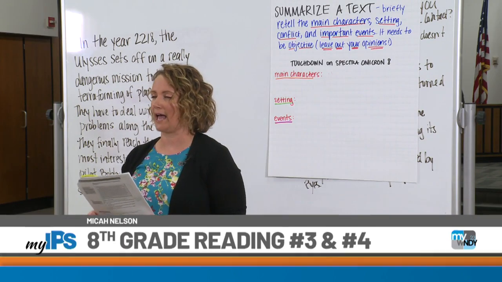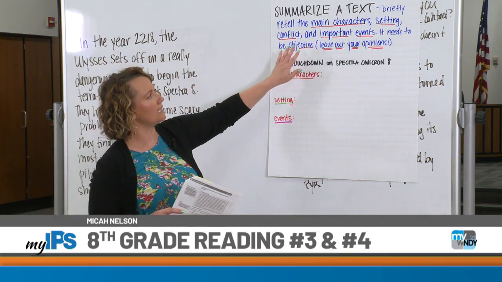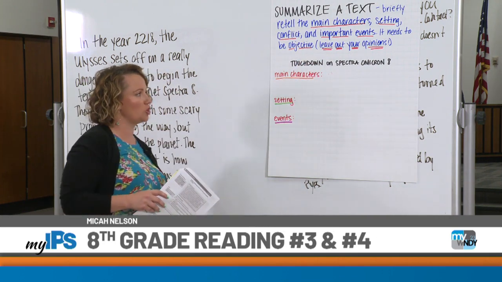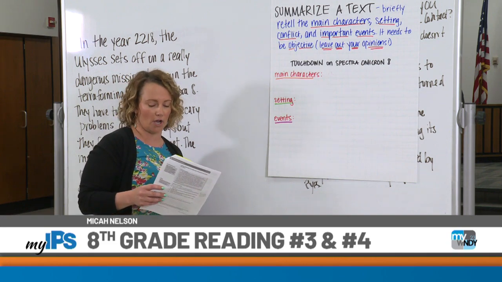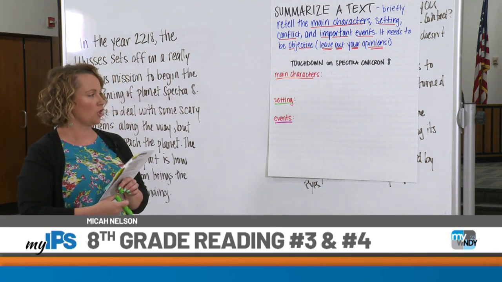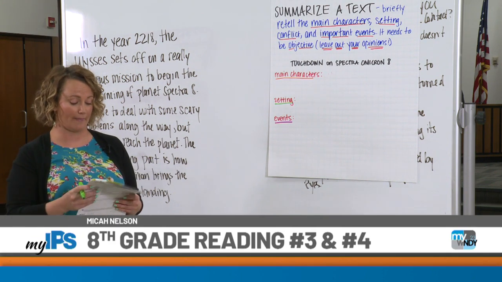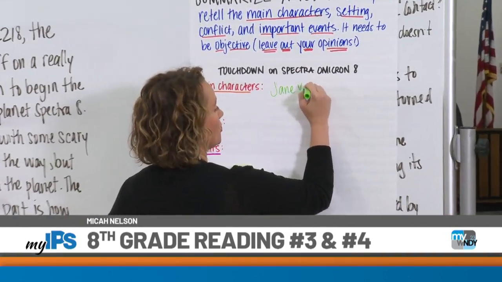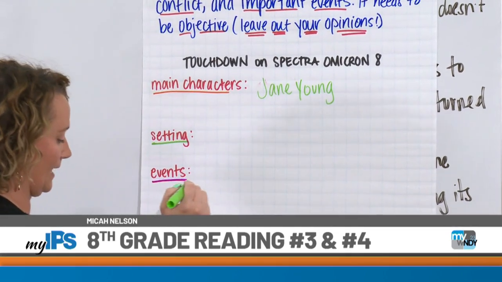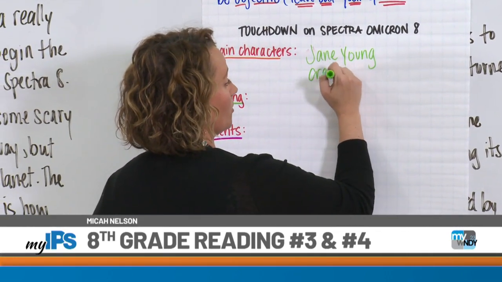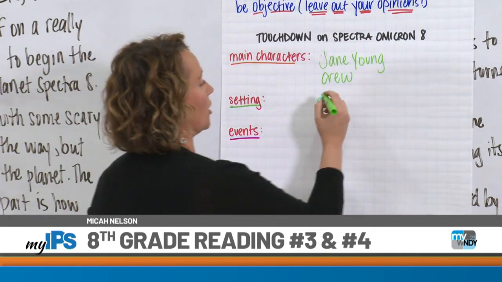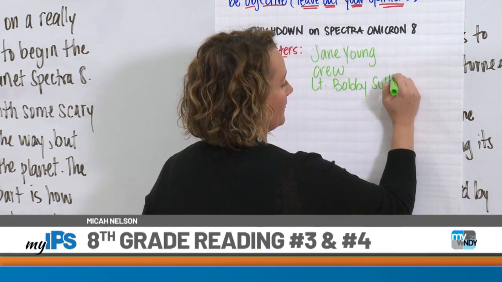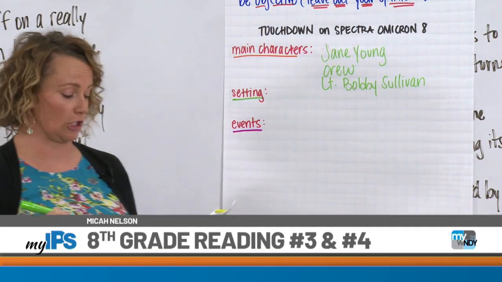So we want to think that, remembering that a summary talks about main characters, setting, conflict, and important events. We're going to take a minute to identify what those are in this particular story. So for main characters, as we read that passage, we know there's Jane Young, who's the captain of the ship. We know that she has a crew on board. And we know that there's also Lieutenant Bobby Sullivan. Those are our main characters.